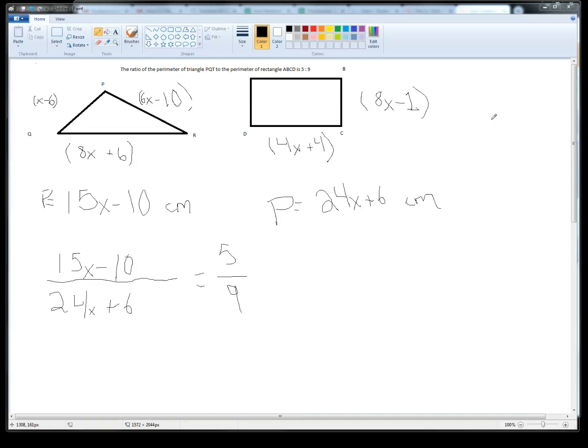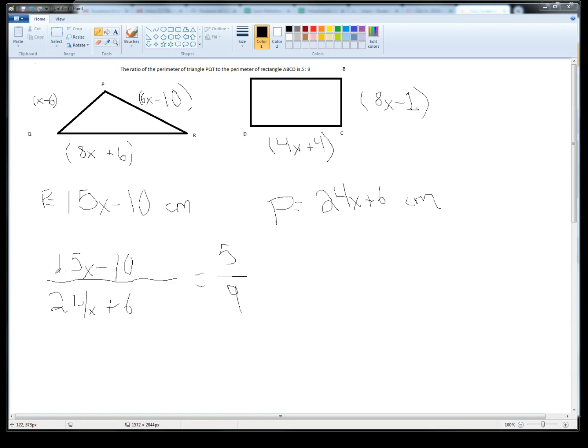Okay, students, time for part B. In part B, they want you to make a linear equation using the perimeters that you just found out and using the information from the question. The question told you that the ratio of the perimeter of the triangle to the perimeter of the rectangle is 5 to 9. I wrote down our ratio right here, 5 to 9. And that is going to equal the perimeter of the triangle over the perimeter of the rectangle.